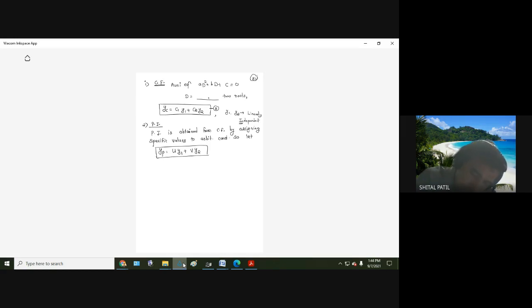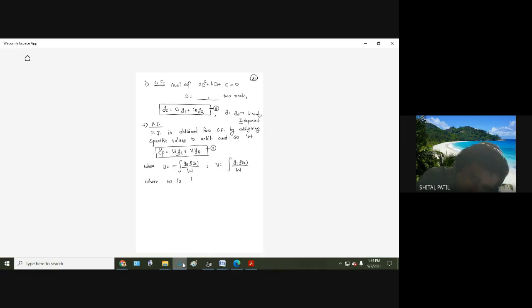Hope you are getting it. Now the question remains, what are u and v? u equals minus y2 f of x divided by W, where f of x is the right hand side of the differential equation a D square plus b D plus c y equals f of x. And v equals y1 f of x divided by W. Now the question is what this W is.